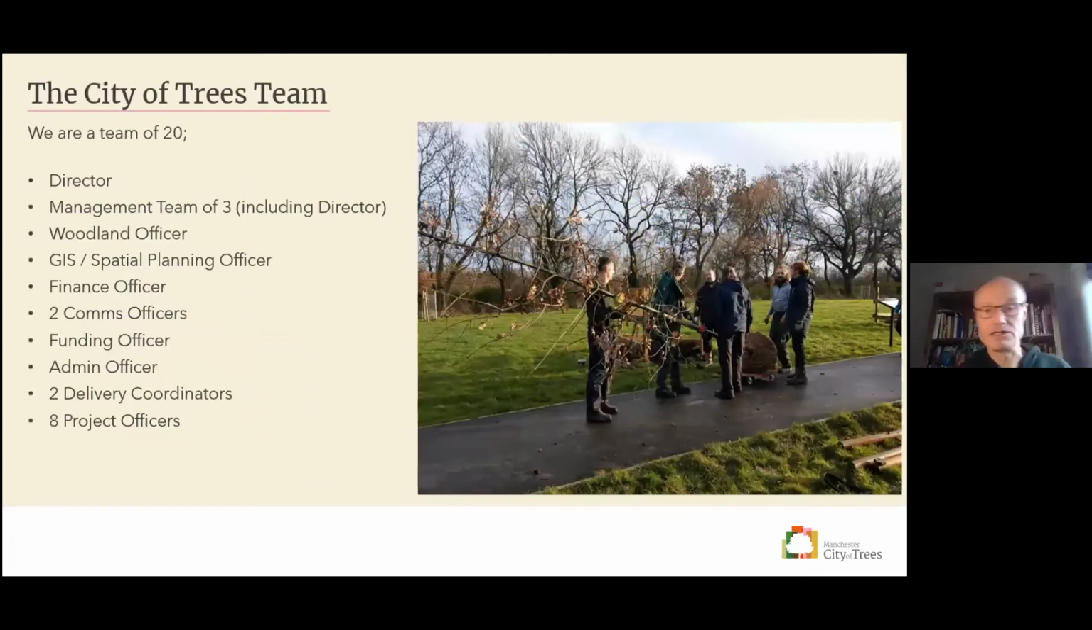So in terms of our team, we are probably the biggest team of any of the community forests in England. We're a team of 20. We have a director and a management team of 3, a woodland officer, an officer that focuses on spatial planning, so a GIS officer, a finance officer, 2 comms or PR officers, 1 funding officer, an admin officer, 2 delivery coordinators and 8 project officers. So it's a big team. We've got lots of expertise, and that helps us to deliver a variety of projects right across Greater Manchester.